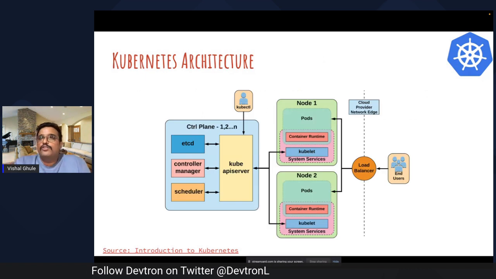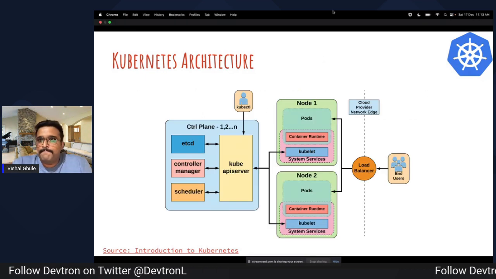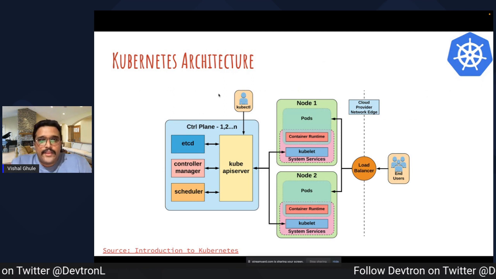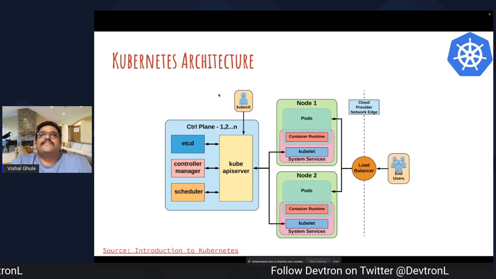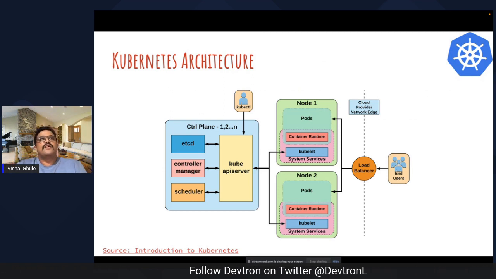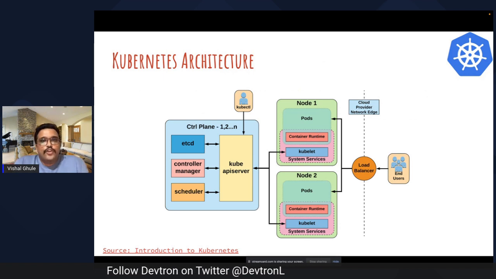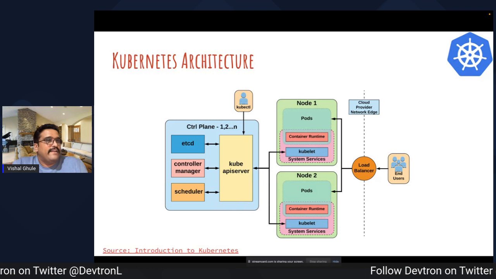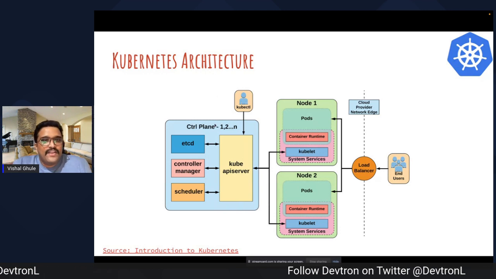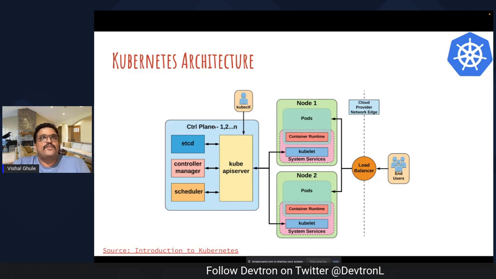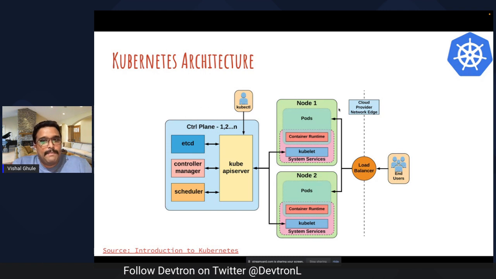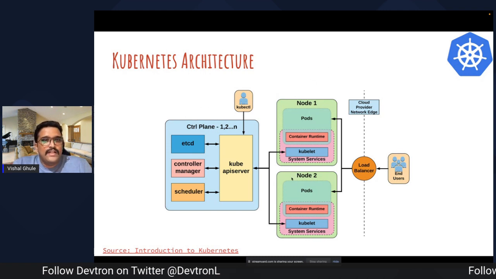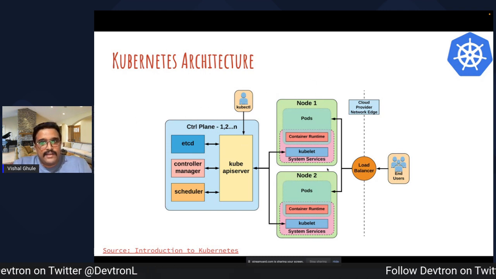So when we talk about Kubernetes, we think Kubernetes is a cluster of multiple nodes. But actually Kubernetes is something called the control plane and the data plane. It is a collection of the control plane and the data plane. The control plane consists of the master nodes, and the data plane consists of the worker nodes. So this is the complete architecture of Kubernetes.